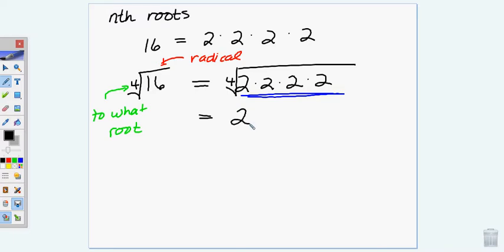So what happens then if you have something that's not quite so obvious, right? What happens if you have something that's not quite so obvious? So let me give you a different one.